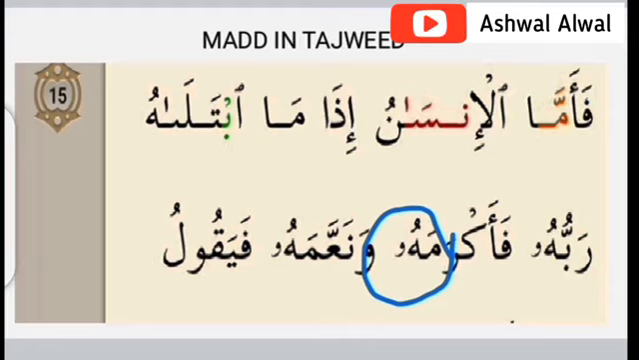وَنَعَّمَهُ فَأَكْرَمَهُ, then وَنَعَّمَهُ, another wow, small wow. If that small wow isn't there, this mud indication, you could easily say فَأَكْرَمَهُ وَنَعَّمَهُ فَيَقُولُ. You see, like you are just moving ahead without saying who.